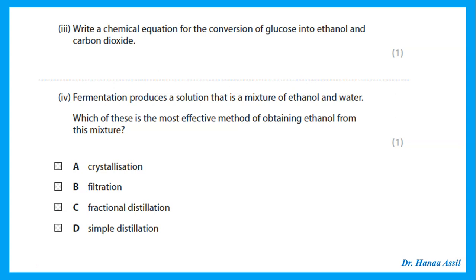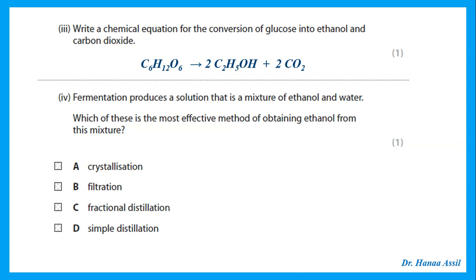Write a chemical equation for the conversion of glucose into ethanol and carbon dioxide. Again, chemical equation means symbol balanced. So we're starting here with glucose. It gives ethanol. This is how we write ethanol, C2H5OH, plus carbon dioxide. And you will find that in order to balance, you need to put a 2 in front of ethanol and 2 in front of CO2. Please remember how to balance.